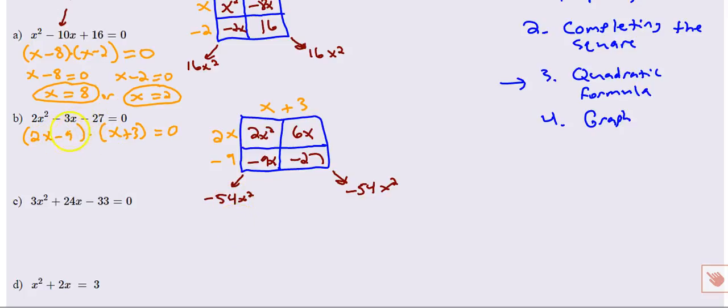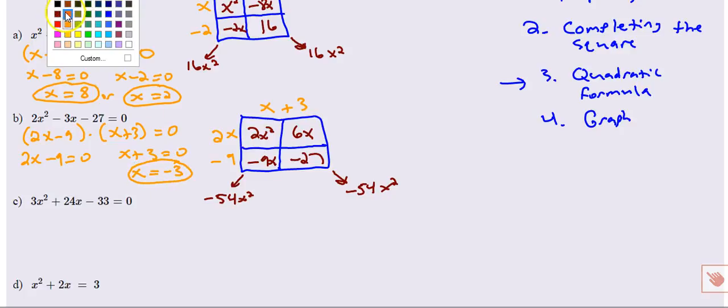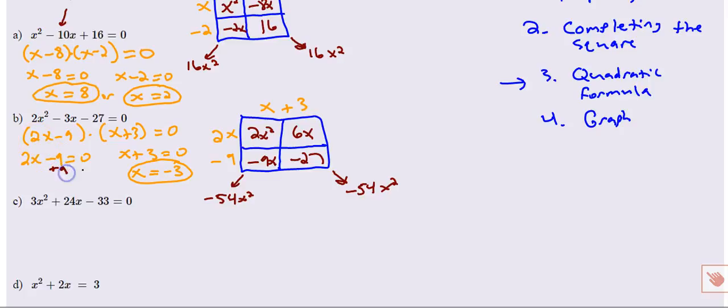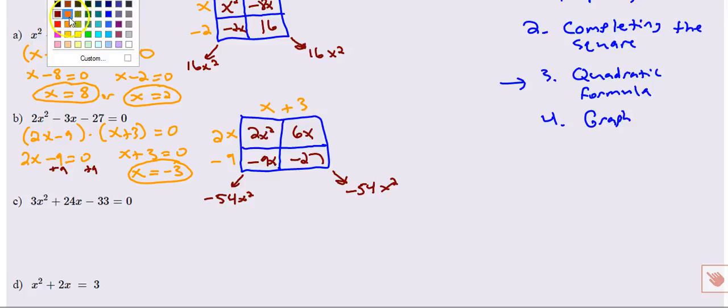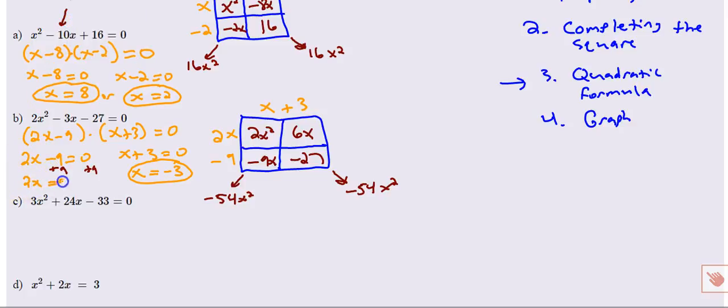Using the zero product property again, this thing could be 0, or this thing could be 0. So I could have 2x minus 9 equal 0, or x plus 3 equal 0. In this one, I would just subtract 3 from both sides, and 0 minus 3 is negative 3. So x equals negative 3. In this one, I would do plus 9 on both sides. So I would get 2x equals 9. Then I would divide both sides by 2, and I would get x equals 9 over 2. And 9 over 2 is 4.5. So I have x equals 4.5, or x equals negative 3.